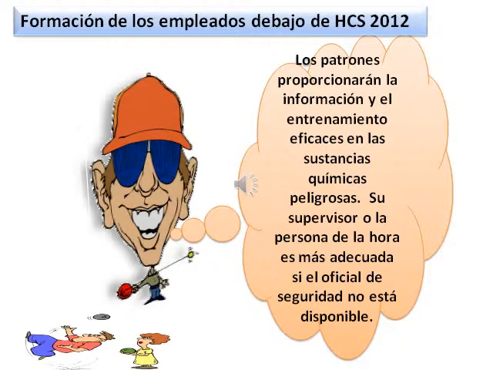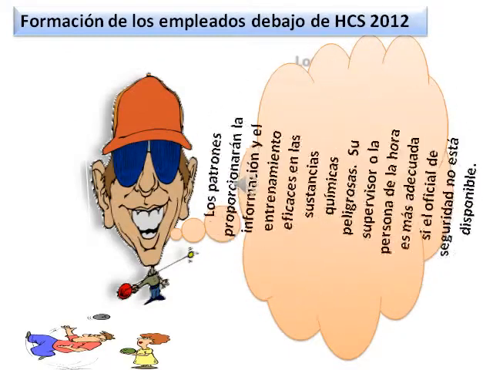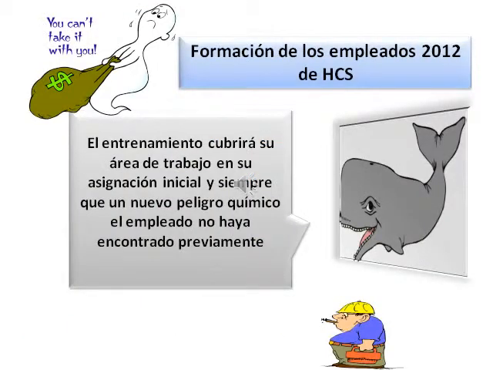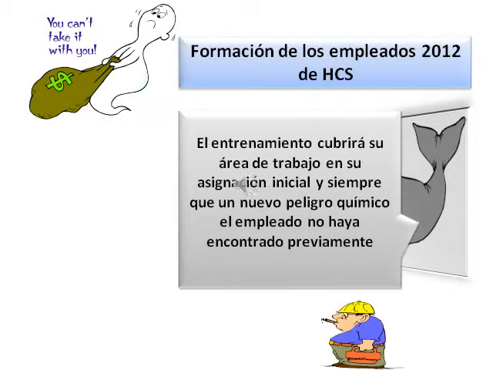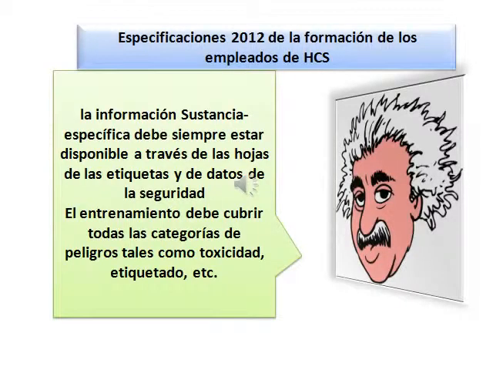Employers shall provide effective information and training on hazardous chemicals. Your supervisor or HR, human resources person, is best suited if the safety officer is not available. This training will cover your work area on your initial assignment and whenever a new chemical hazard is introduced that the employee has not encountered previously. Chemical-specific information must always be available through labels and safety data sheets. Training should cover all categories of hazards, covering areas of toxicity, labeling, etc.